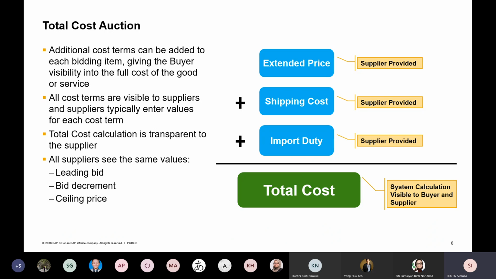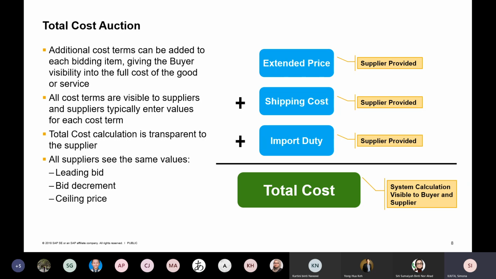All cost terms are visible to suppliers, and the suppliers typically enter values for each of the costs. Here I have a very basic example, but you have the extended price, which is price multiplied by quantity. And then on top of that, we're going to ask the supplier to give us the shipping cost and the import duty cost. As you can see here, everything is visible to the supplier. And the system calculation, which is the actual amount, the total cost as it's called in Ariba, is visible both to the buyer and the supplier.